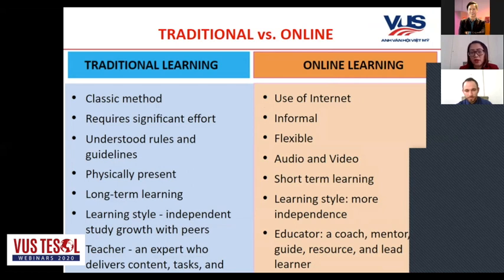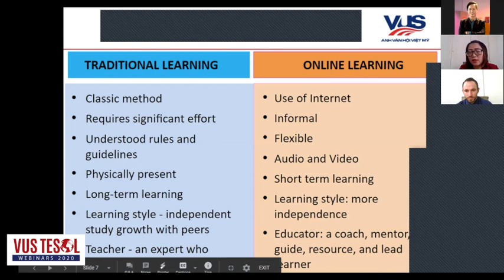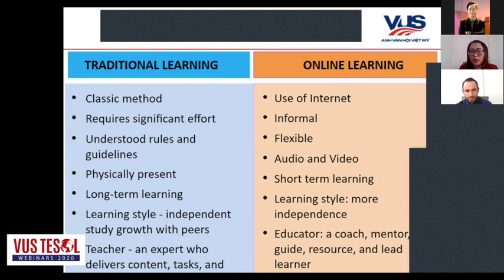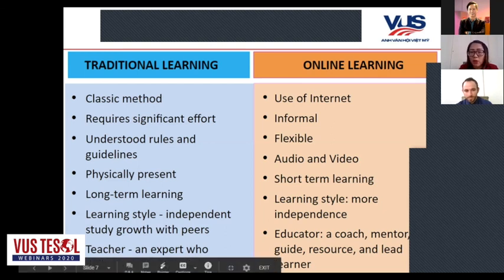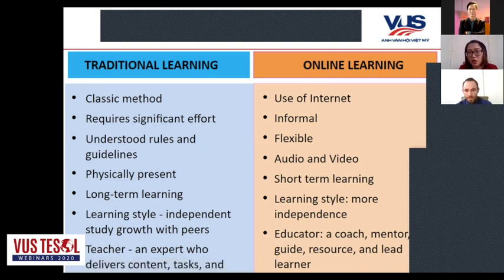And in traditional learning, the learning style will be independent, but they study with their peers and the teachers and experts who deliver the lesson. But in online learning, the teacher is not only an expert to deliver the content, but also a coach, a mentor, a guide, and also a lead learner. So with some characteristics of online learning, what does a student need to have when they do the learning online?